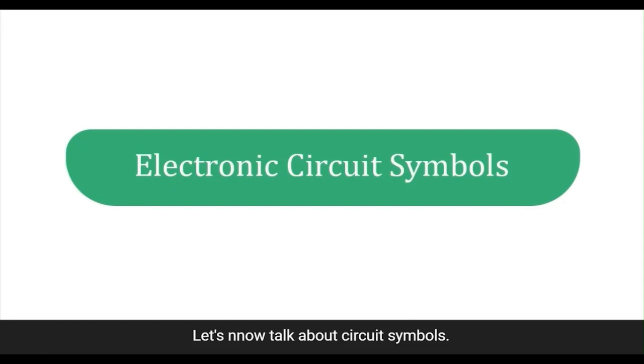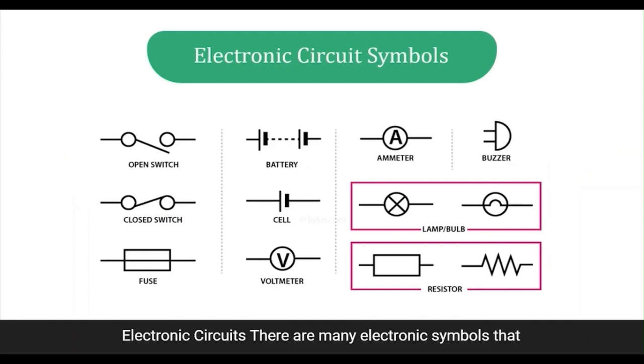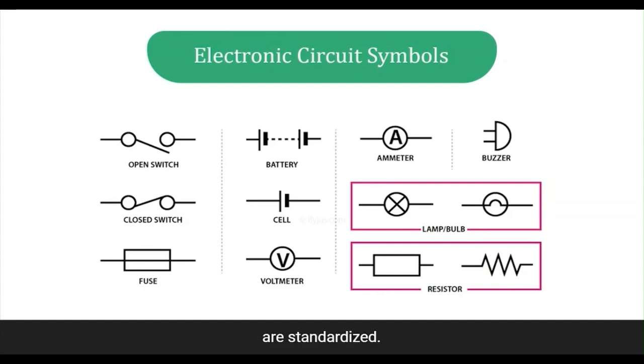Let's now talk about circuit symbols. In electronic circuits, there are many electronic symbols that are used to represent or identify basic electronic or electrical devices. They are mostly used to draw a circuit diagram and are standardized internationally by IEEE.